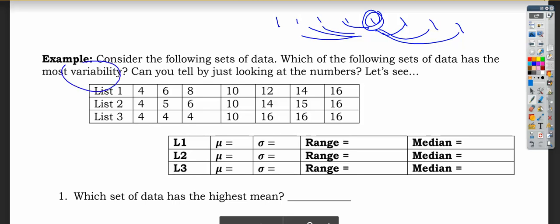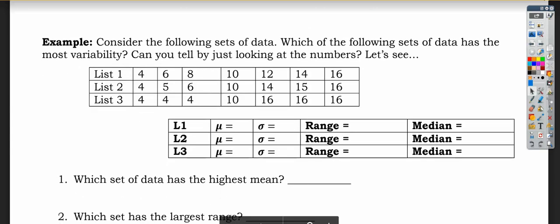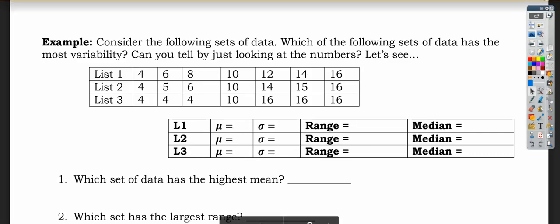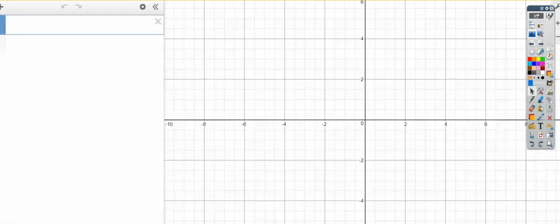You can't necessarily just tell by looking at the numbers, but you can tell by looking at the specific information. You're able to type all of these data lists into Desmos, and it will calculate the mean and standard deviation. It will even calculate the median. The range is usually pretty easy to do. If you open up Desmos and want to type in a table, press this plus sign and press table.